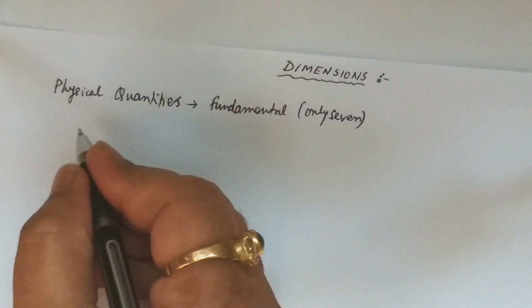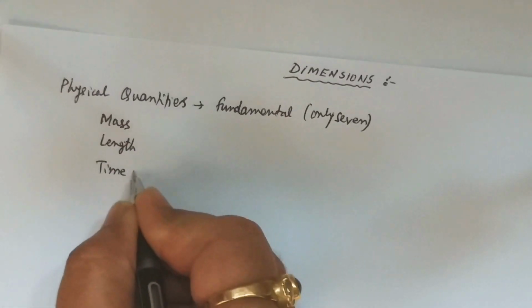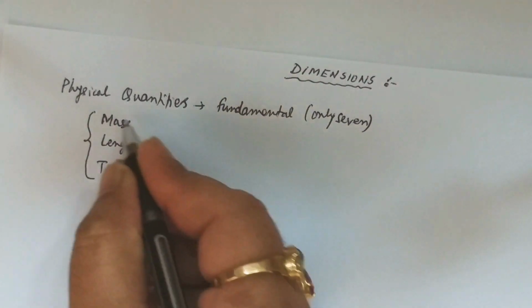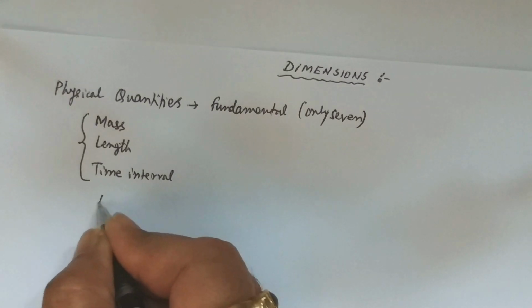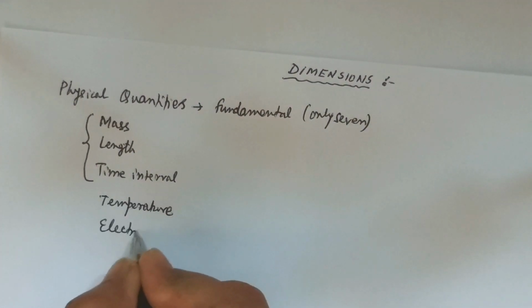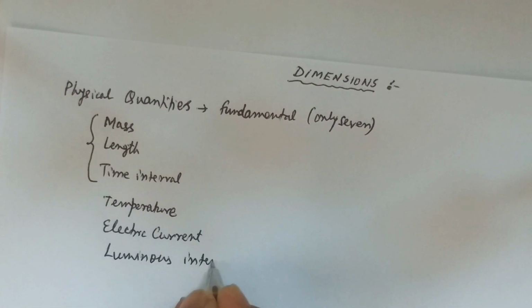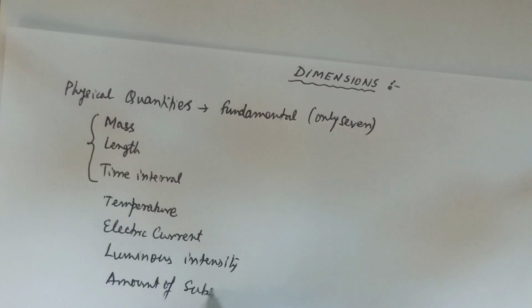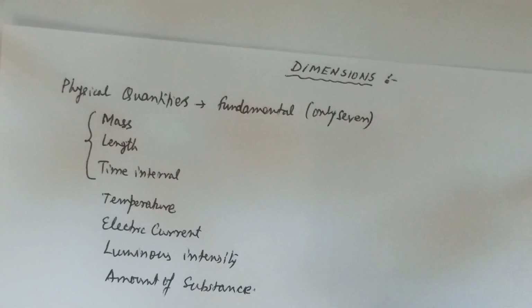The seven fundamental physical quantities are mass, length, time interval. You can call it time, or it is basically time interval. Then these are actually what we need for our major discussions. Apart from this, there is temperature, then there is electric current, luminous intensity. Luminous intensity is the intensity of light, and then the amount of substance. Now, students are already aware of the amount of substance. Actually, this is measured in moles.